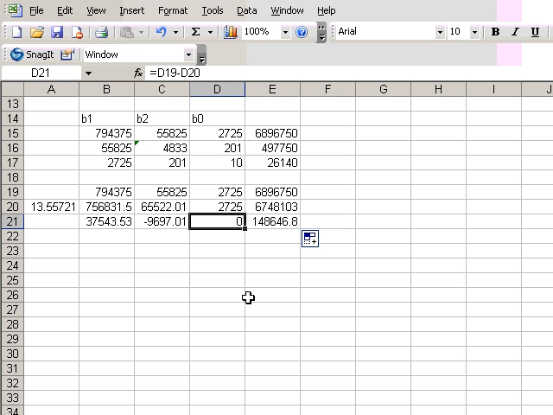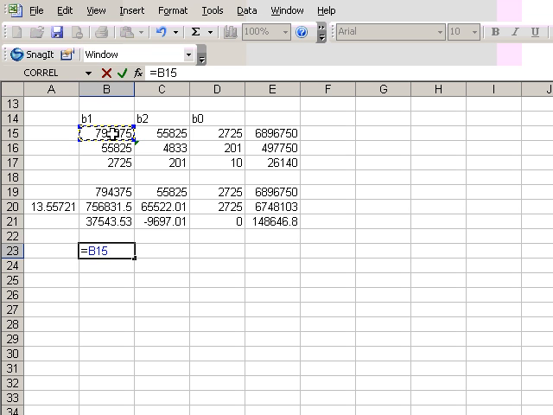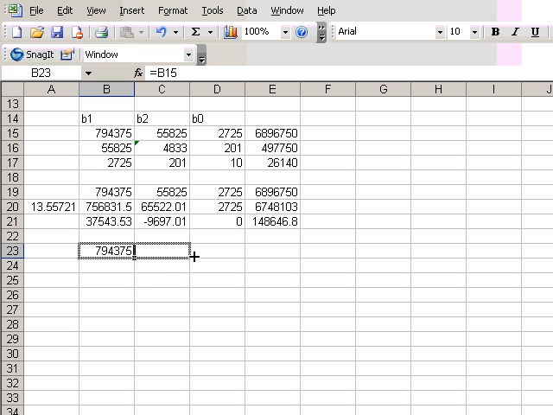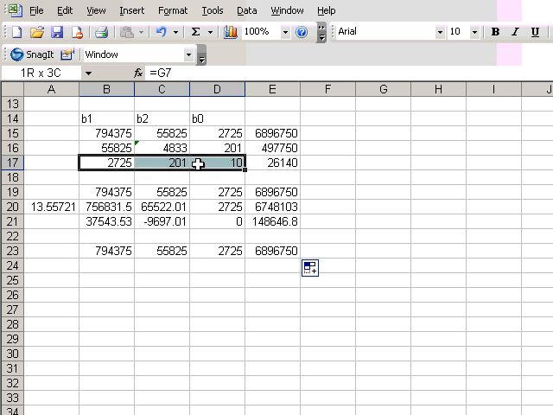I have essentially eliminated B0 from the equation, and now I know that B1 times 37543 plus B2 times minus 9697 equals 148646. The next step will be to create a second equation which has only B1 and B2 coefficients. To do that, I will again copy the first line and now I'm going to eliminate the value for B0 from this equation.